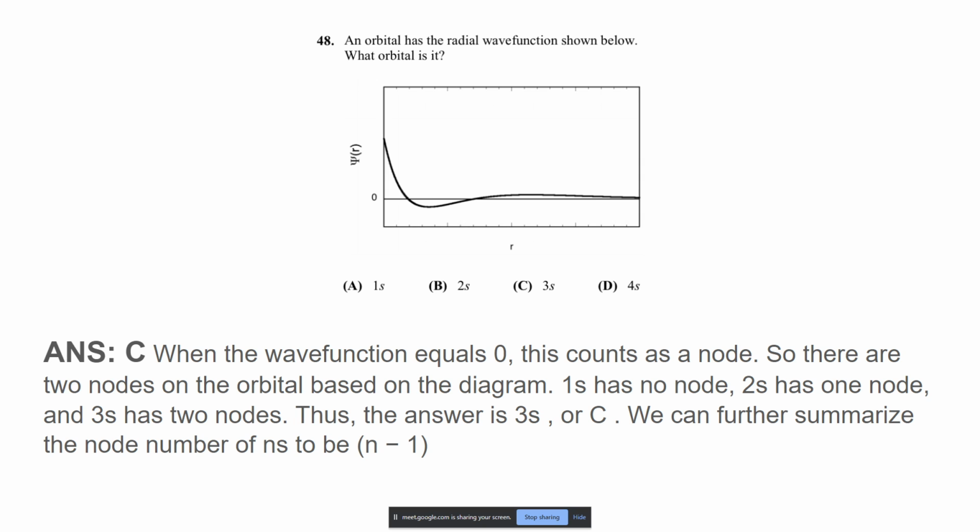But yes, it is 3s here, because when you calculate nodes, you calculate as n minus 1. For 3s, the principal quantum number n is 3, and so 3 minus 1 is 2, and so you'll have 2 nodes. So the line will cross the origin twice, and that's how you get 3s.